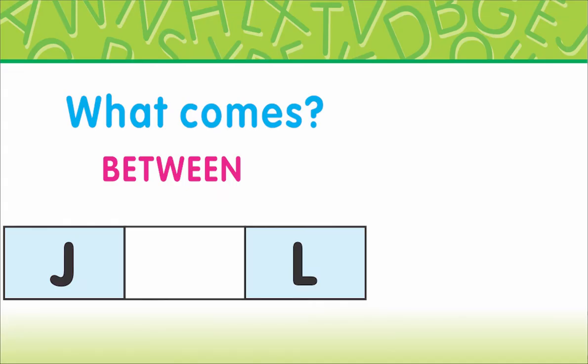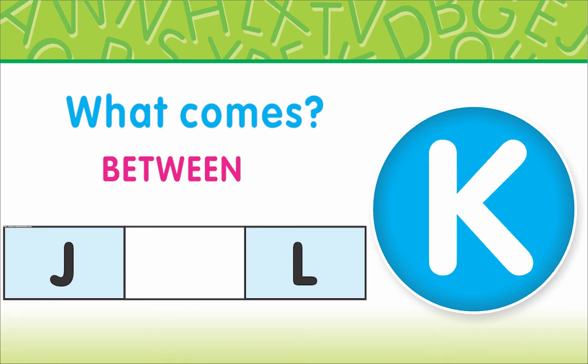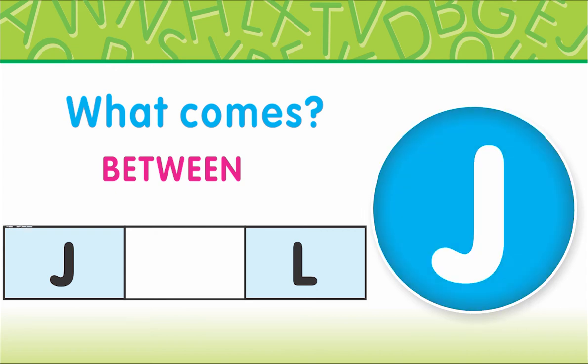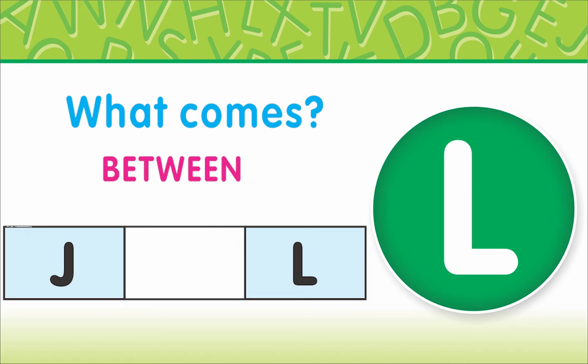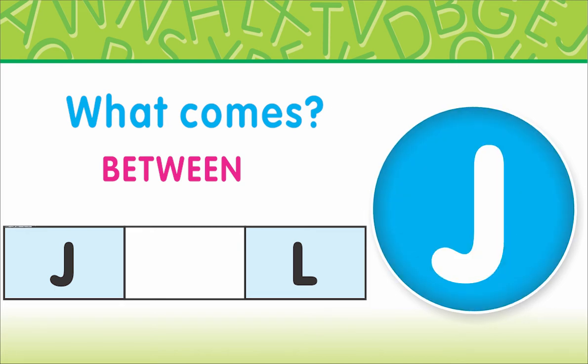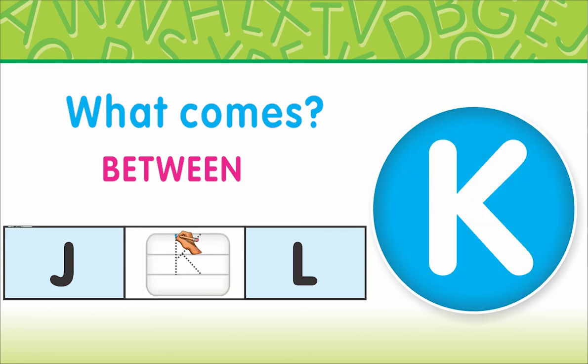What comes between J and L? First we say J, then K and L. J, K, L. K comes between J and L. So we write here K.